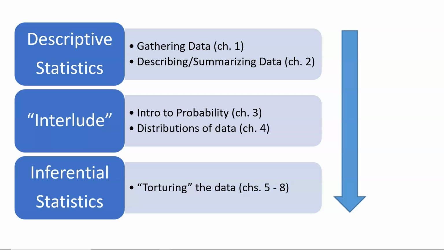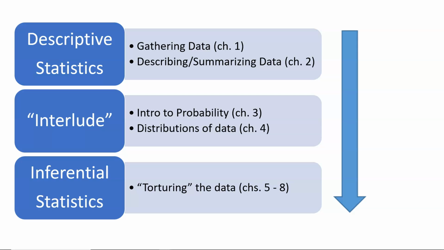From there, we went into the unit that we've just completed, which is the interlude unit, in which we looked at some basic principles of probability and introduced the idea of a probability distribution. And then we looked at two key probability distributions. The first one being what is known as the normal distribution, which is an example of a continuous probability distribution. And then we looked at another one called the binomial distribution, which is an example of a discrete probability distribution.